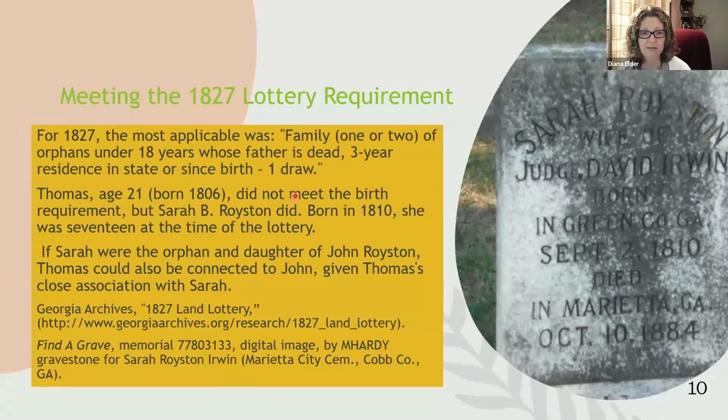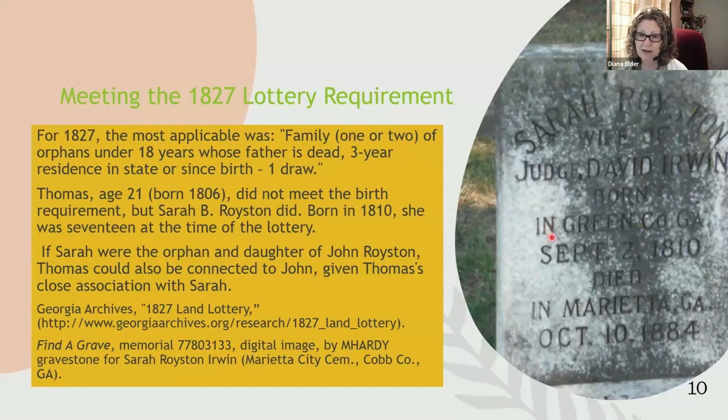And so this makes us think that, okay, we look at this birth under 18 years. Well, Thomas is born 1806. Several sources agree with that. So that probably was not him. But Sarah was born in 1810, and she would have been 17 at the time of the lottery. So here you can see her headstone, and it's very specific that she is the wife of David Irwin, and we see that David became a judge. So apparently he brought his station up to match hers.